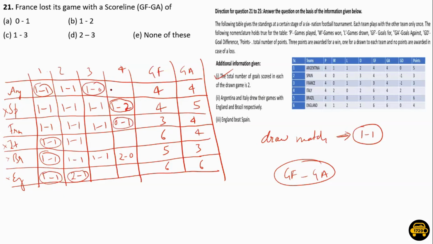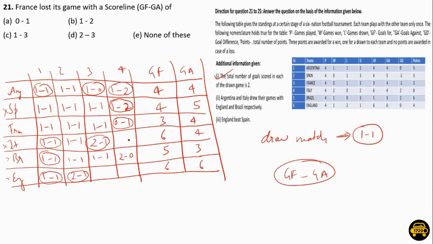So the remaining match for Argentina can be calculated now. So the total goals forward has to be 4. So 1, 2, 3, this will be 4, and 1, 2. So Argentina lost its match by 1-2. Now, since Brazil does not have any scoreline of 2-1, of course, Argentina lost the match by Italy. So it has to be 2-1 here and correspondingly 1-2 here.